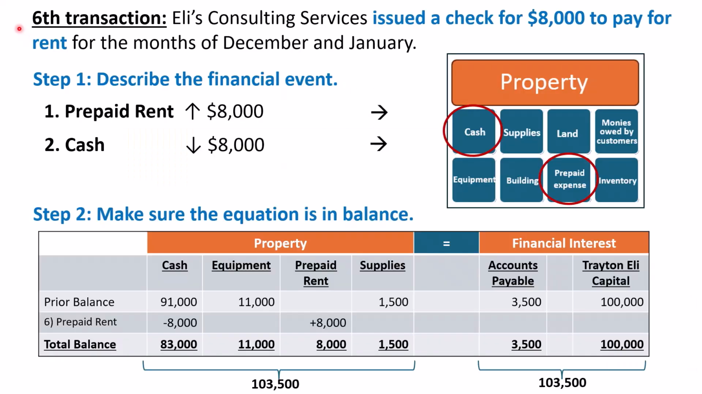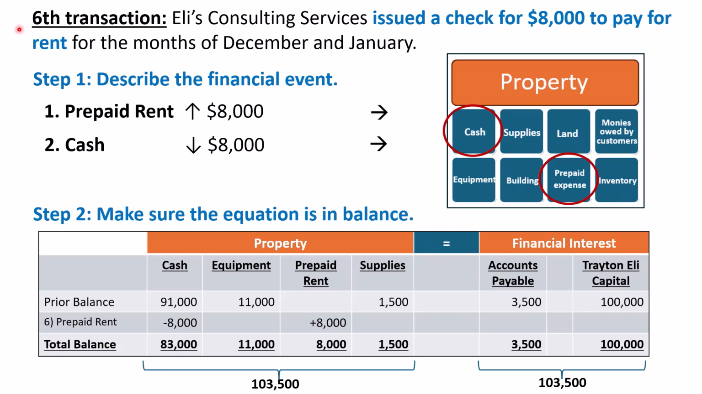The sixth transaction occurs when Eli's Consulting rents office space. The landlord required that rent for the first 2 months, December and January, for a total of $8,000 be paid in advance. That's not uncommon. Quite often, commercial property landlords will want a deposit and several months of rent paid in advance.